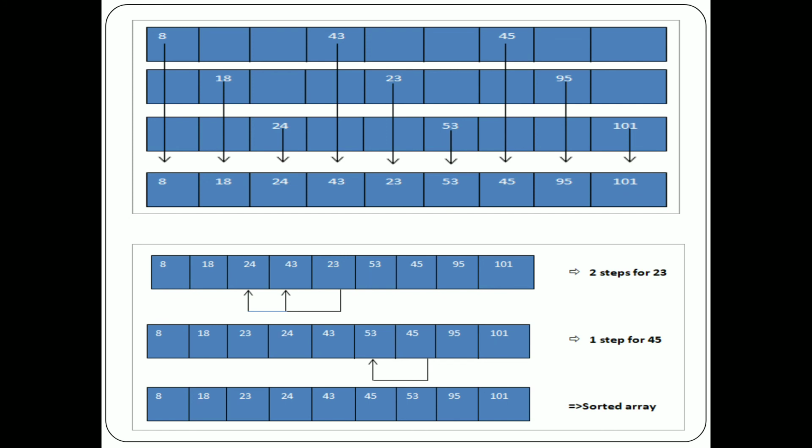Thus, we can see that we can significantly reduce the number of steps required to sort the arrays. The choice of increment to create sublists is a unique feature of shell sort.